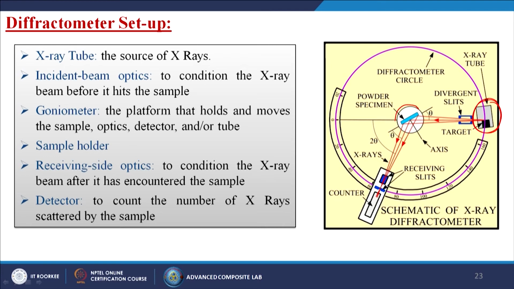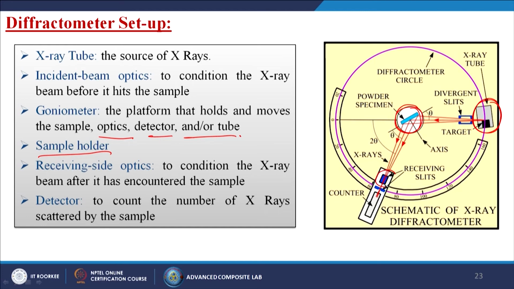So, this is actually the platform which is holding our samples or maybe the materials. It holds and moves the sample, optics, detector and/or tube. Then we have the sample holder, which will actually hold the sample. Then we have the receiving side optics to condition the X-ray beam after it has encountered the sample.